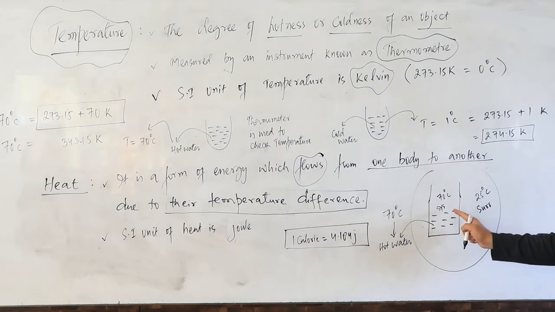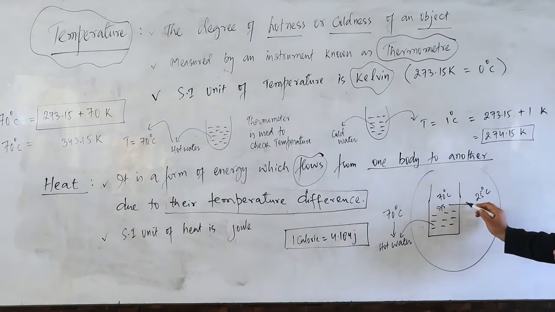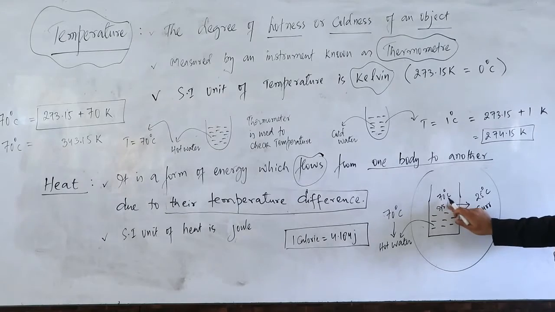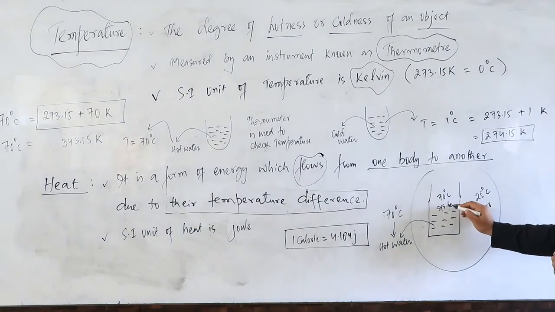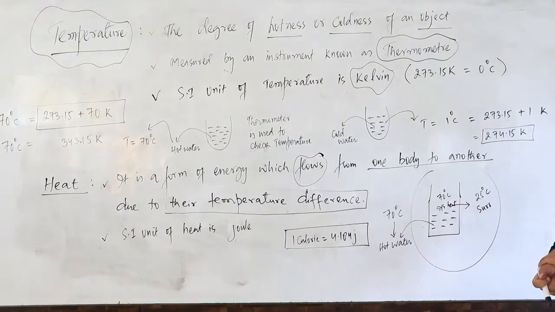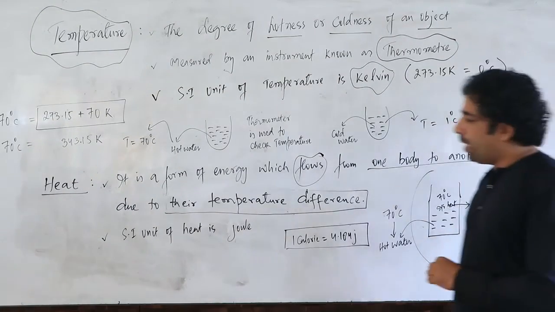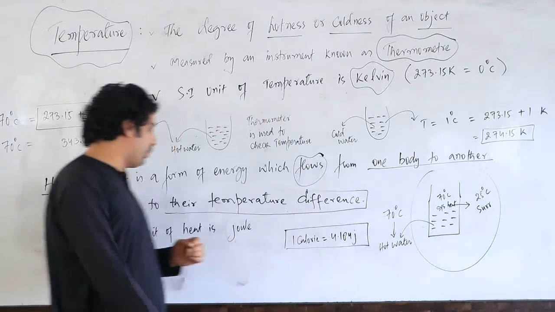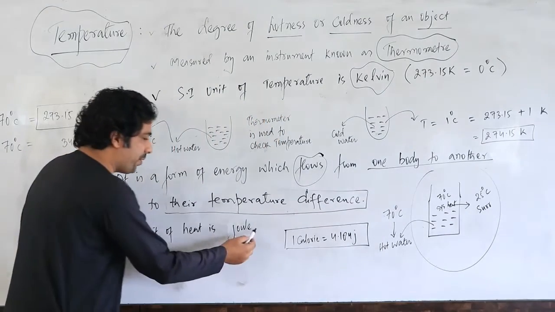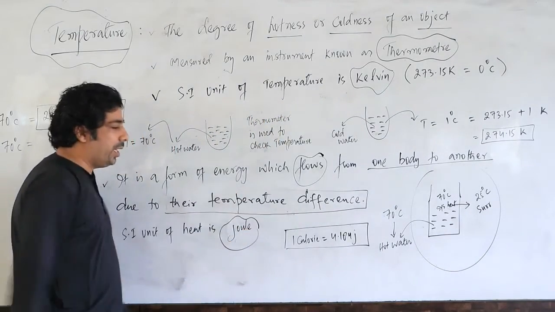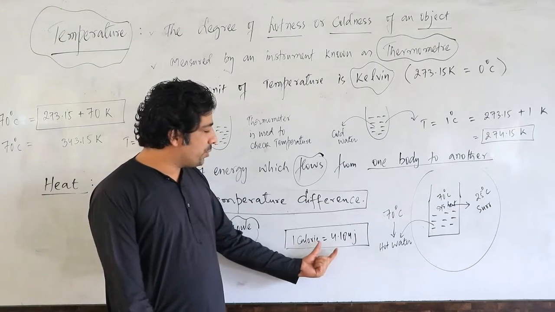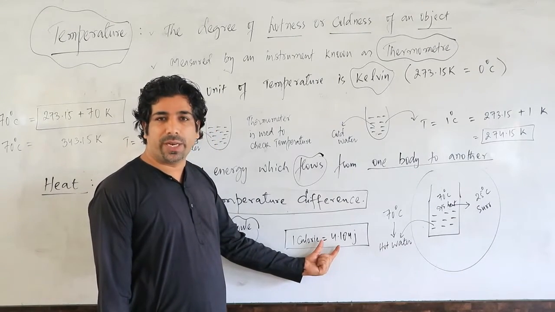Now there is a temperature difference between system and surroundings. So what will happen, my dear friends? The heat will flow from system to surroundings, because there is a temperature difference between them. Now if you look at the SI unit of heat, the SI unit of heat is joule. And remember, 1 calorie is equal to 4.184 joules, my dear friends.